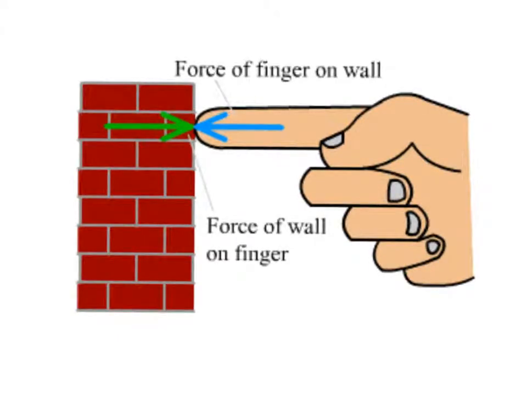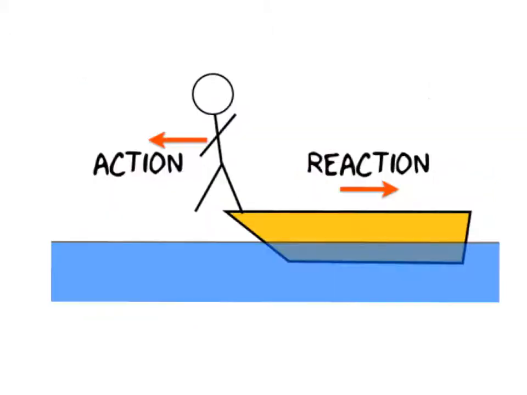How about the force of the finger on the wall here, and the force of the wall on the finger? Those are equal and opposite, and because of that, they're balanced. There is no net movement.